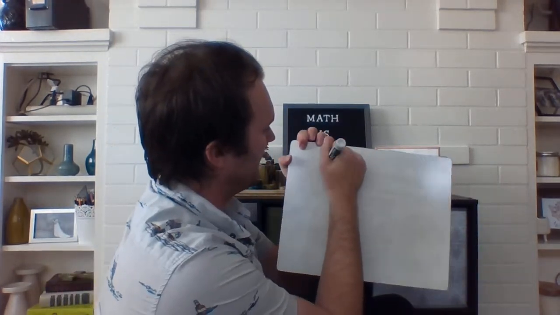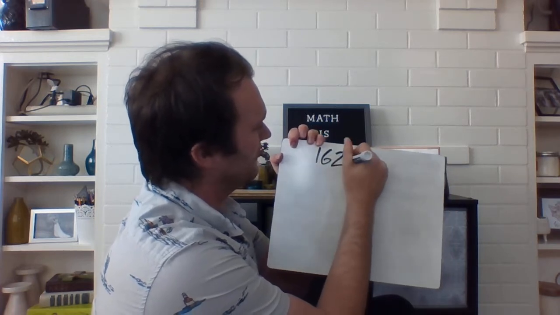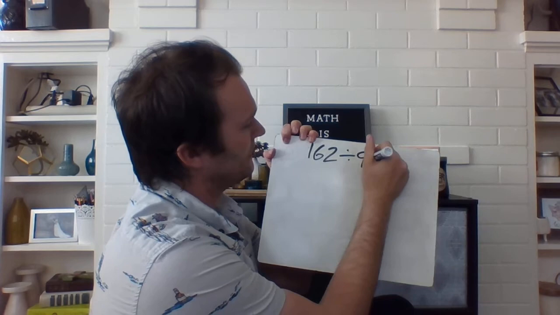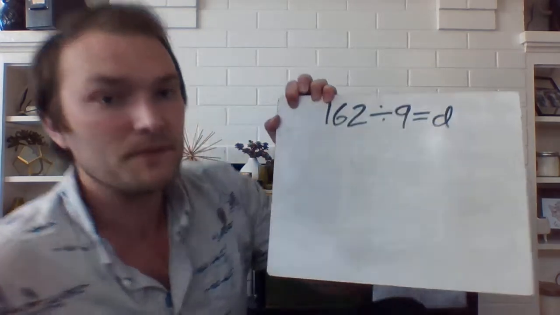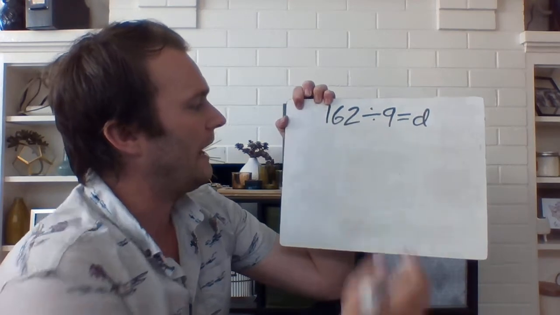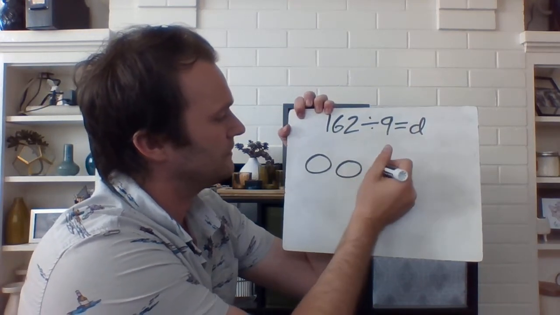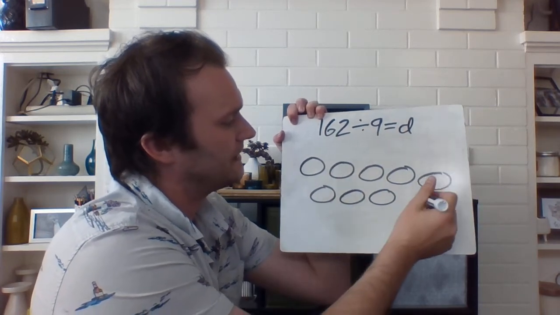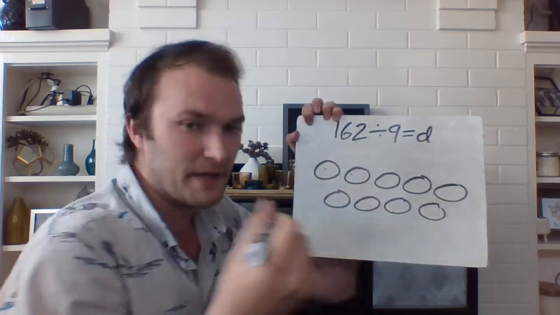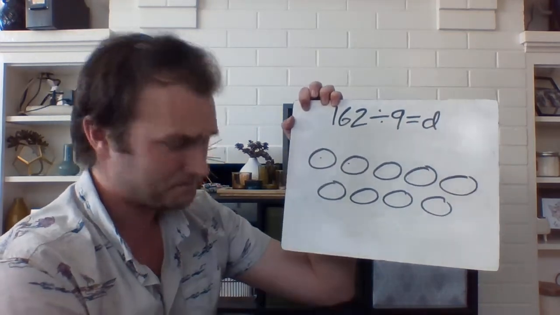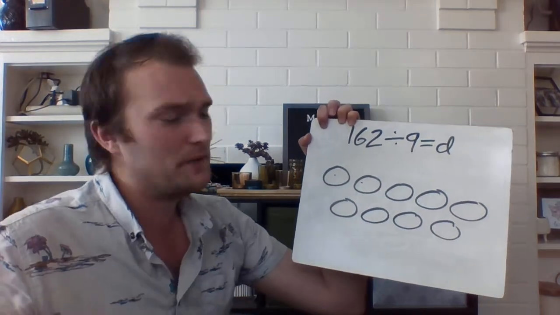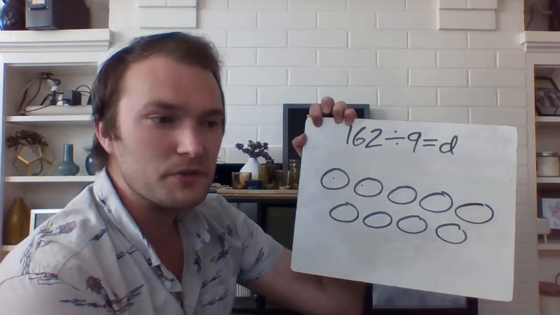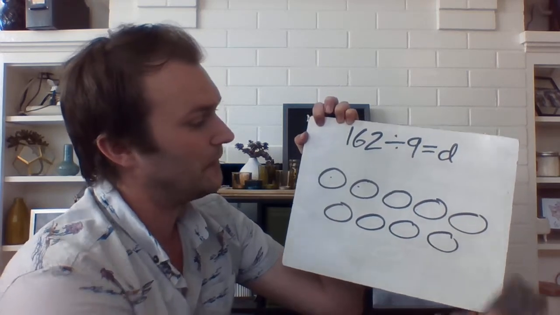Now, from there, as usual, there's a couple different strategies. Let me write my equation again. At the top, we're trying to solve 162 divided by 9 equals D. Now, some of you are thinking, all right, well, I can draw 9 groups: 1, 2, 3, 4, 5, 6, 7, 8, 9, and then I'm going to put a dot in each, and I'm going to keep doing that until I count up to 162, and that'll get me my answer. That totally is a way you can solve it, although I would challenge you to try and use some multiplication as well instead.